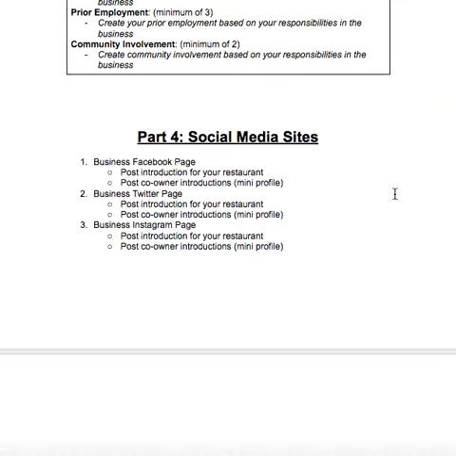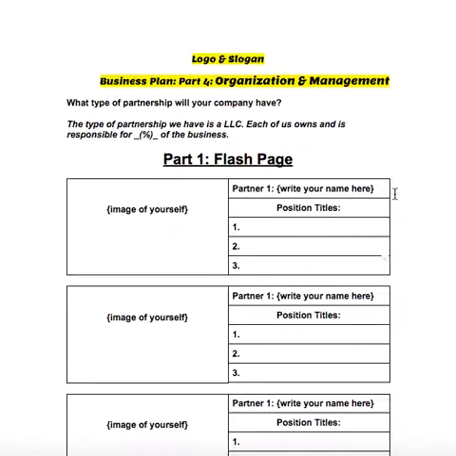As we go through this, you will be responsible to get a certain amount of likes and followers and things related to that to promote your site. So you will be doing some campaigning here to get people to like your Facebook page and Twitter and Instagram. So these are the 4 parts of your business plan.